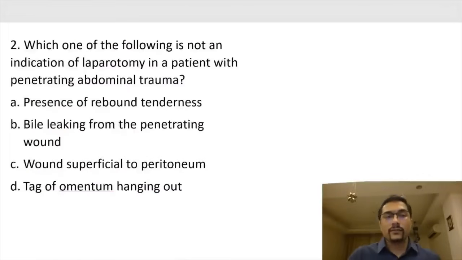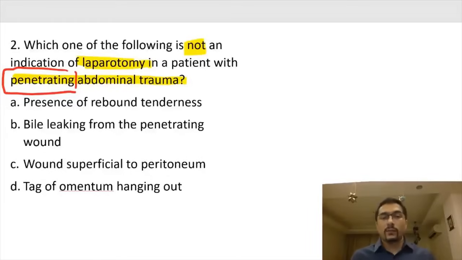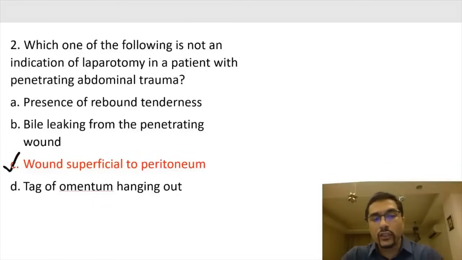The next question which we have to discuss is which one of the following is not an indication for laparotomy. You know, laparotomy is opening up the abdomen in a patient with penetrating abdominal trauma. Now, the key word which we have to remember here is penetrating. You know, there can be two types of abdominal traumas, commonly blunt and penetrating. They are talking about penetrating trauma. So the options are presence of rebound tenderness, bile leakage, wound superficial to peritoneum, and tag of omentum hanging out. Correct answer here is wound superficial to the peritoneum. We don't do a laparotomy immediately in these patients.